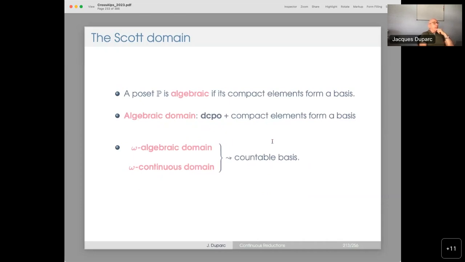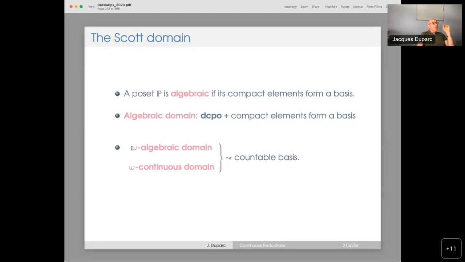And last but not least, a poset is algebraic if its compact elements form a basis. So for us, that would be the compact elements. We saw that these were the finite subsets. So it rings a bell because of the topology we have, right? An algebraic domain is just a DCPO which is algebraic, so such that the compact elements form a basis.